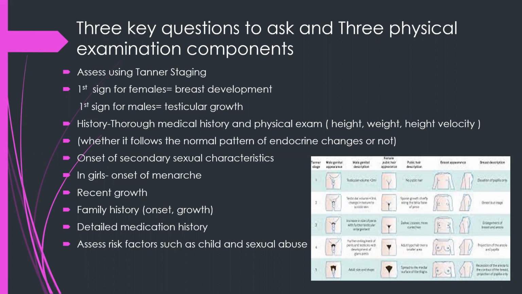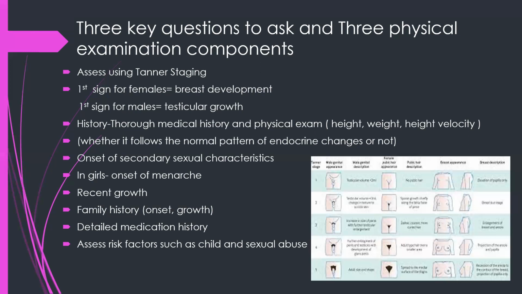First of all, we'll assess using the Tanner staging. The first sign for females is breast development. Then the first sign for males would be testicular growth. We want to get a thorough medical history and physical exam, including height, weight, and height velocity, whether it follows the normal pattern of the endocrine changes or not.